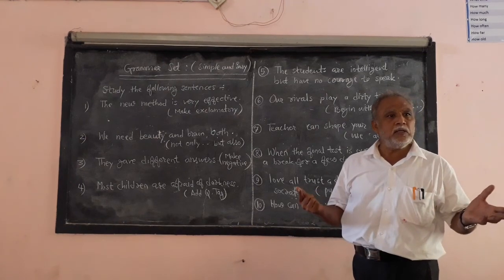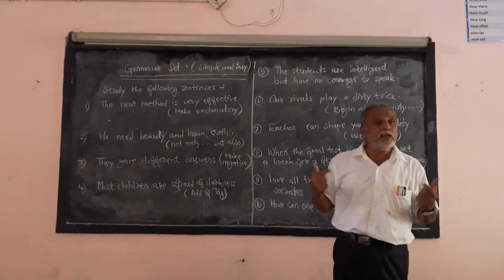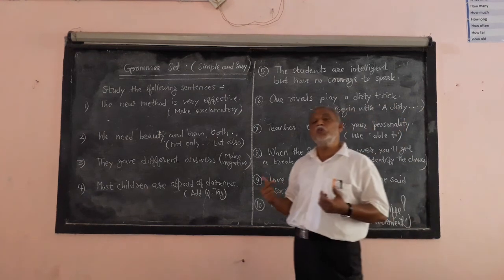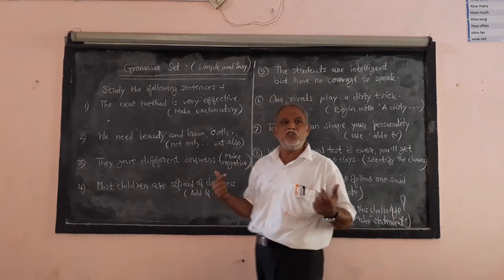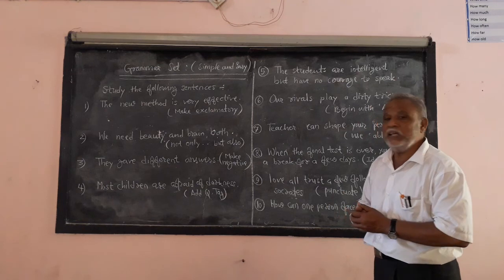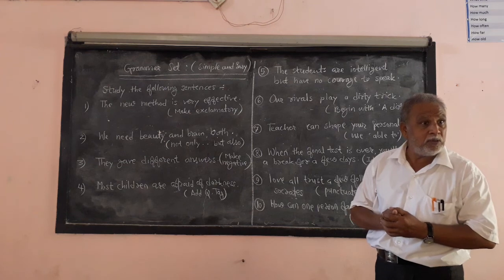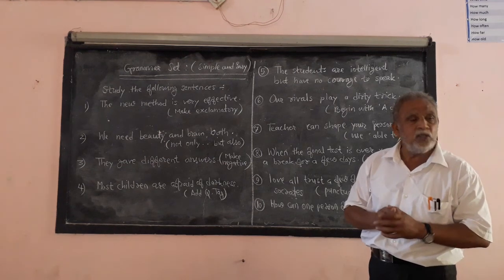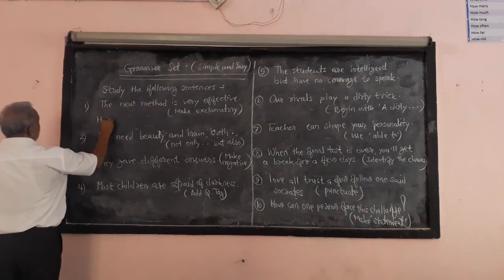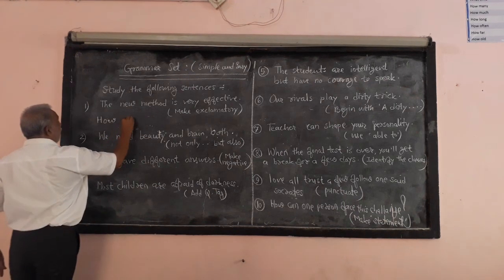How can you do it? It's very easy. First, look whether there is article a or an. If you find article a or an, start your sentence with what. Or if you do not find article a or an, then start the sentence with how. See the sentence. The new method is very effective. Is there article a? Is there article an? Is there a noun in the end? No. So this sentence will begin with how. Then directly come to the adjective, that is effective. How effective?